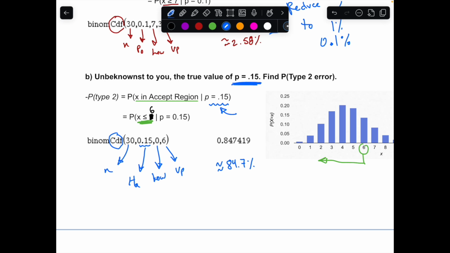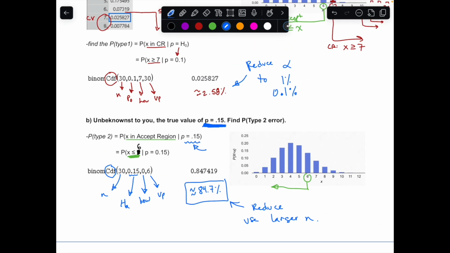So if the true value was actually 15%, then your probability of a type 2 error is actually fairly high, nearly 85%. And if you wanted to reduce the probability of a type 2 error in this situation, you would want to use a larger sample size, a larger number of flowers to count up. So now I'm going to show you how to do that on the calculator.